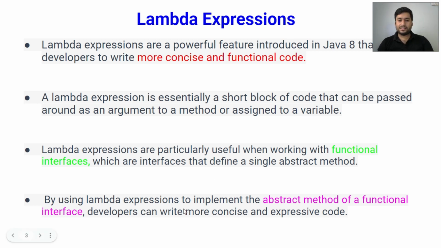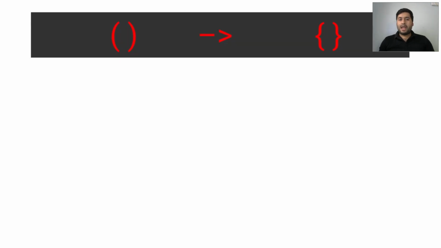By using lambda expressions to implement the abstract method of a functional interface. So what are we doing with lambda expressions? We are implementing the abstract method of the interface with the help of lambda expressions. Okay, and the developer can write more concise and expressive code. Concise means very short code. Okay, a very short block of code is called concise code. So while using lambda expressions, we don't have to think of everything, we have to write just the particular things which are required. And I hope you know about it.